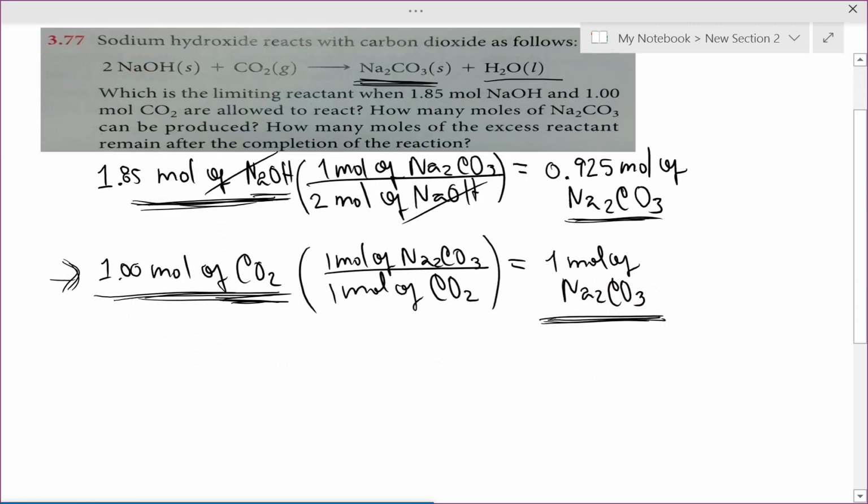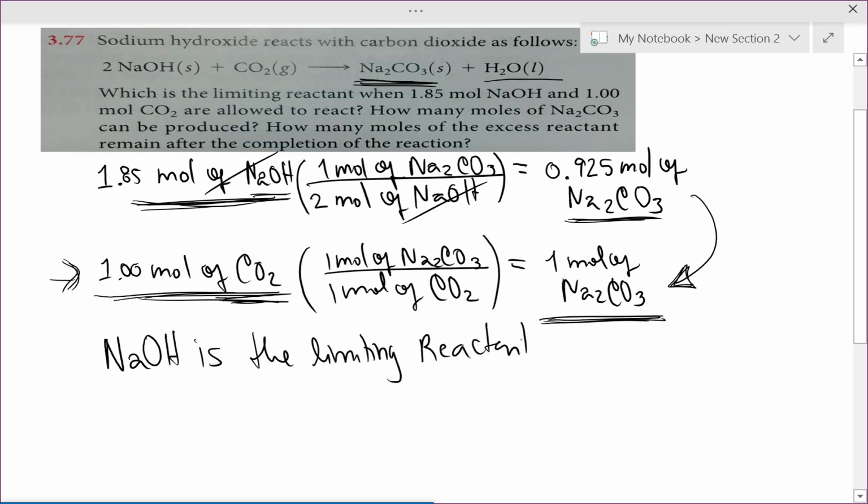So since the amount of the product that we got, assuming that the sodium hydroxide is the limiting reactant, is less than the amount of the product that we got for the second case, assuming that the carbon dioxide is the limiting reactant, sodium hydroxide is the limiting reactant. Why again? Because the amount that we got on here is less than the amount that we got on the second case. So let's work on the second part.